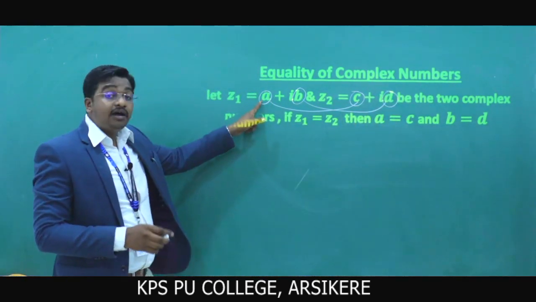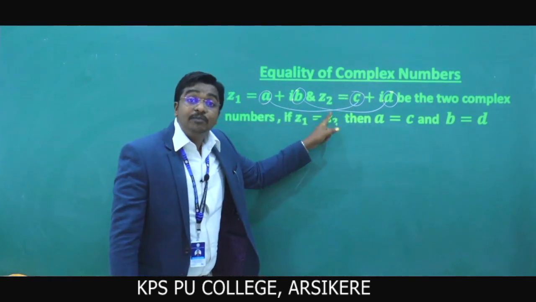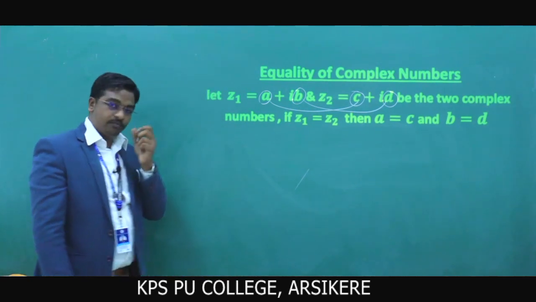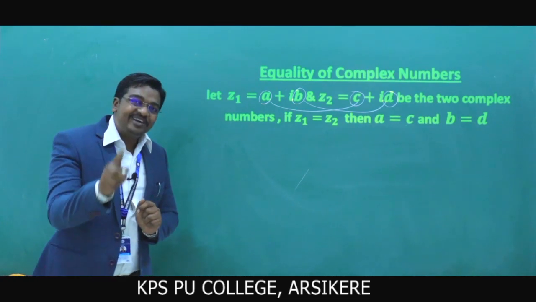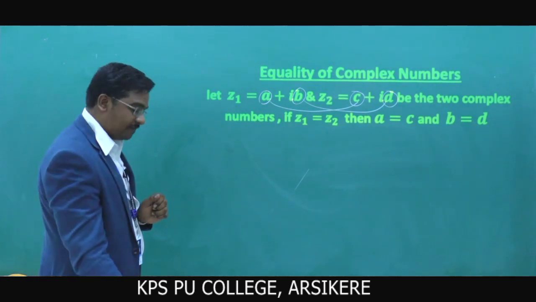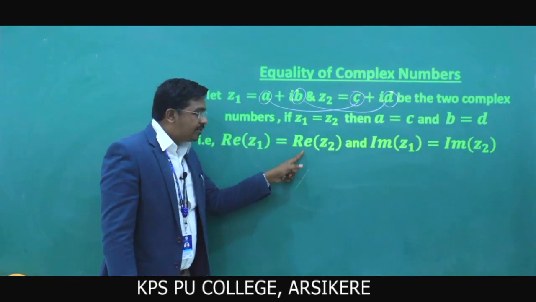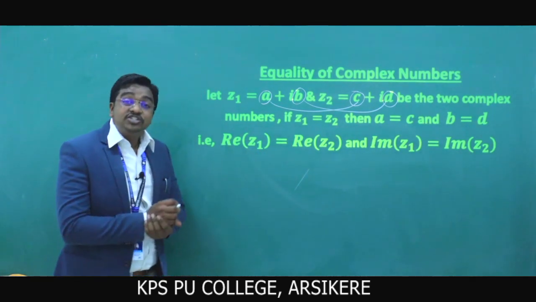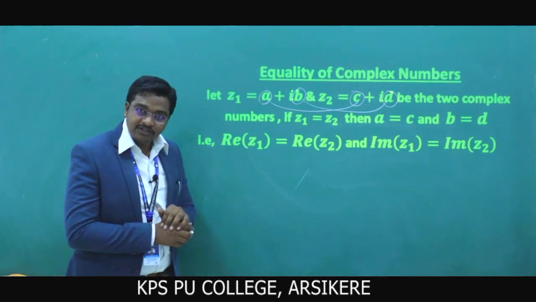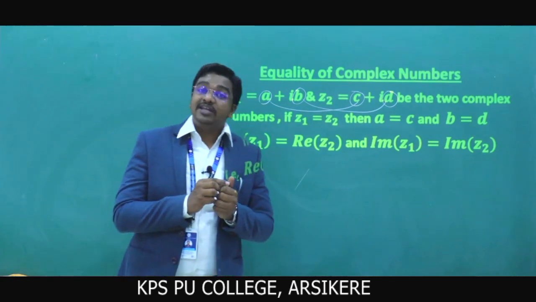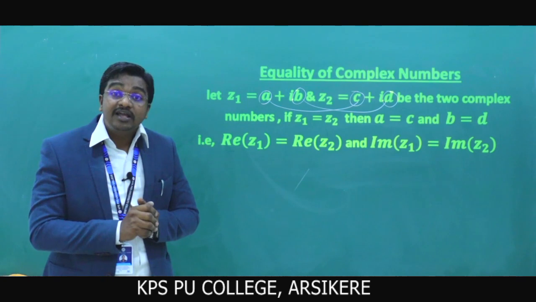Very good. A is the real part of what? Z1, and c is the real part of what? Z2. Very good. When two complex numbers are equal, corresponding real and imaginary parts are equal. That is, real part of z1 is equal to real part of z2, and imaginary part of z1 is equal to imaginary part of z2. Understood, children? When two complex numbers are equal, corresponding real and imaginary parts are equal.